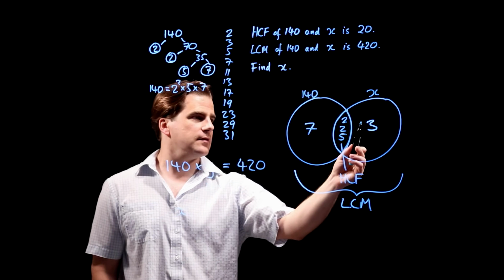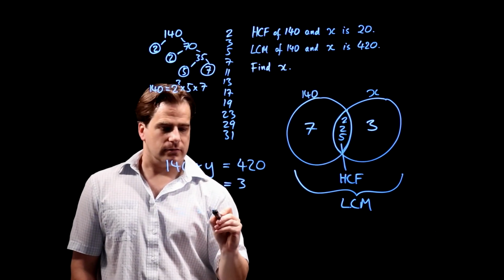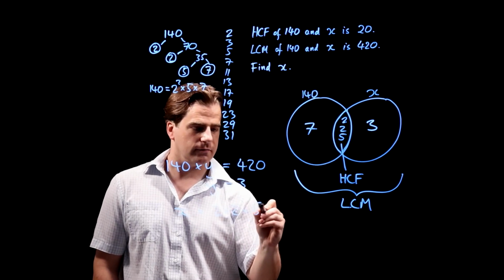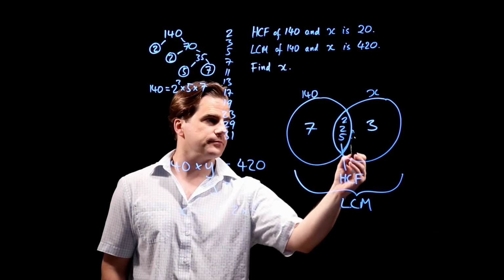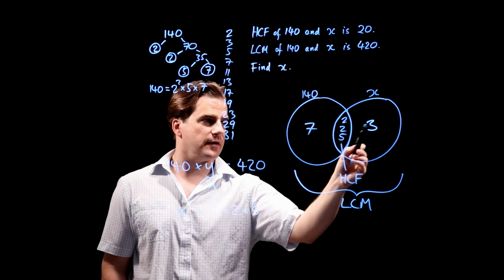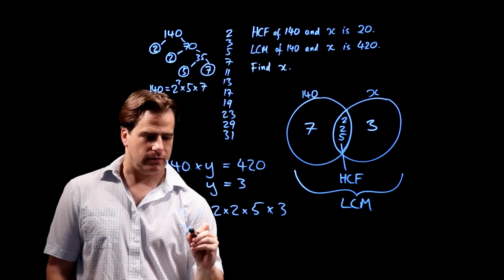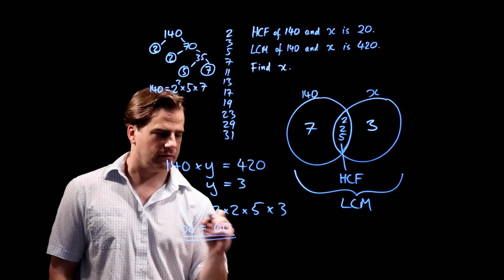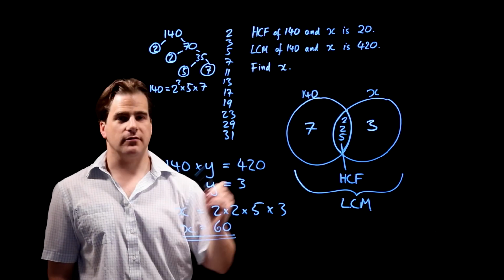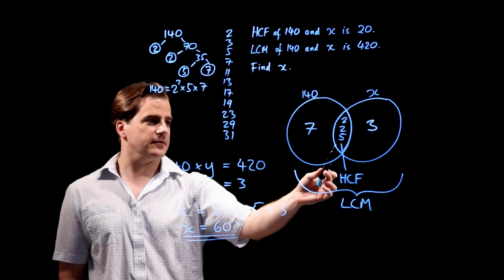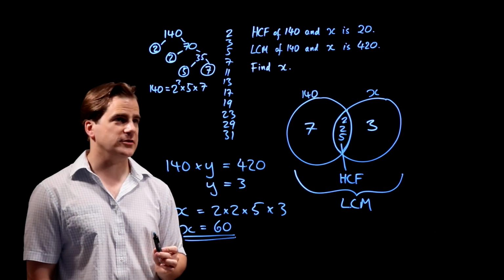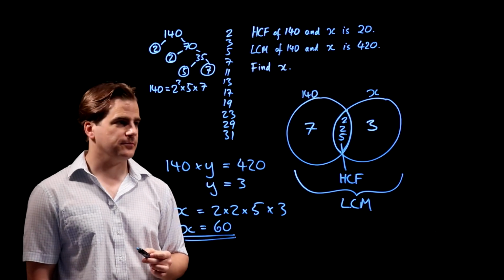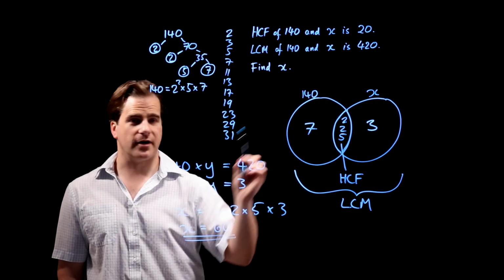Okay, good. So now we can easily work out x. x is just 2 times 2 times 5 times 3, that times that times that times that, which turns out to be 60. These diagrams are really good. This is my preferred way of approaching prime factorization type problems. So get some practice with these.